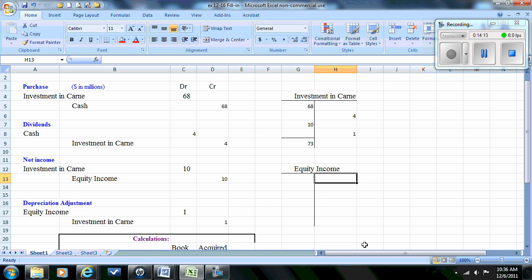So prior to closing, equity income would show a credit of 10 million to record the net income, an adjustment of 1 million for the depreciation, and would have a balance prior to closing of 9 million. The equity income would be closed to income summary and then ultimately reflected in the retained earnings.